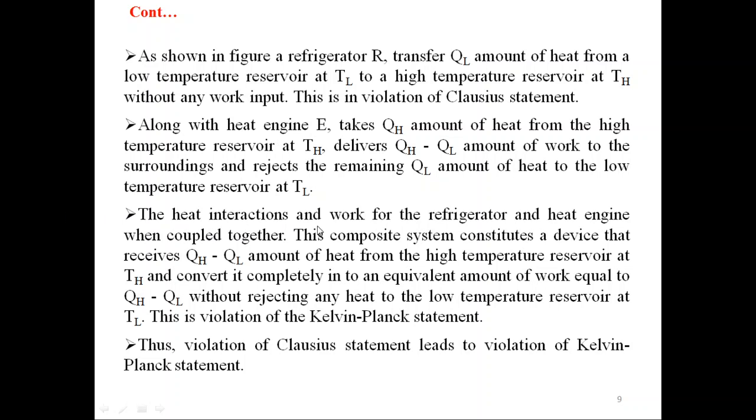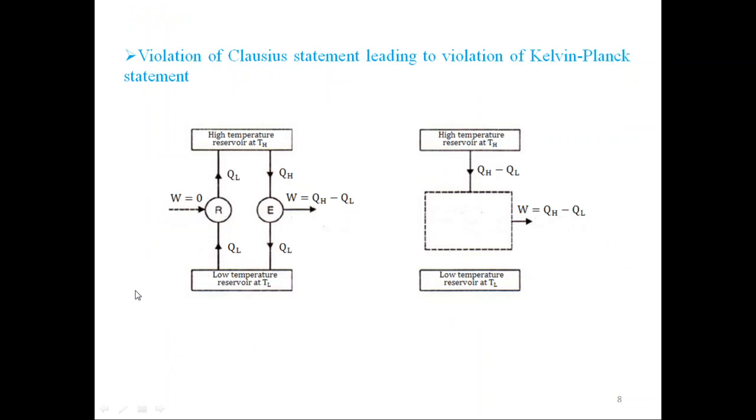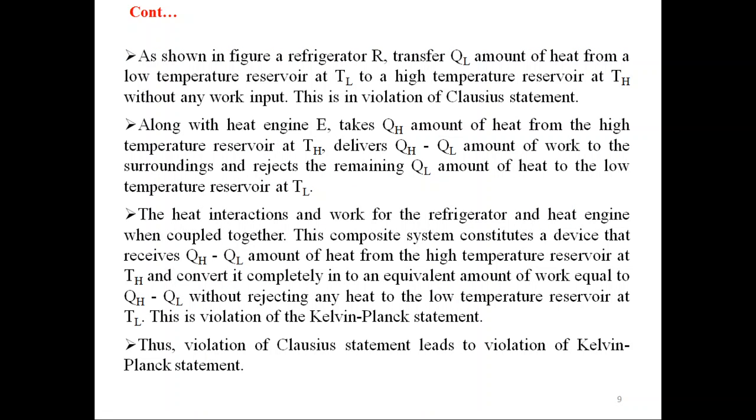The heat interaction and work for the refrigerator and heat engine when coupled together, this composite system constitutes a device that receives QH minus QL amount of heat from a high temperature reservoir at temperature TH. So when we combine these two, refrigerator and heat engine, then you can see the arrow of QL is upward and the arrow of QH is downward. So the net value of heat will be QH minus QL for the composite system. It receives QH minus QL amount of heat from high temperature reservoir TH and converts it completely to an equivalent amount of work equal to QH minus QL without ejecting any heat to the low temperature reservoir at TL.